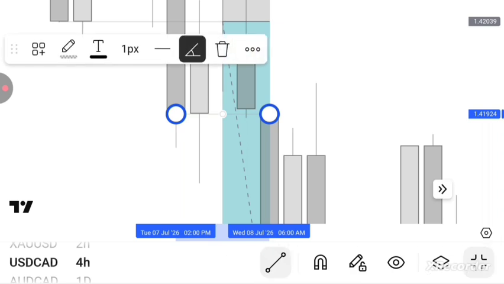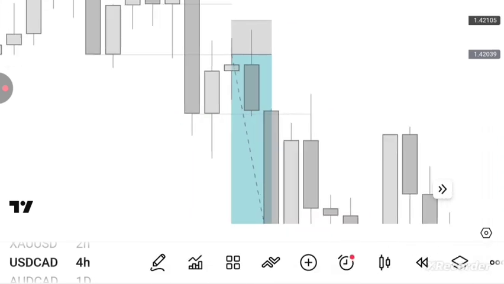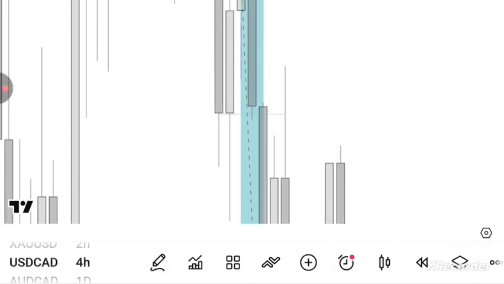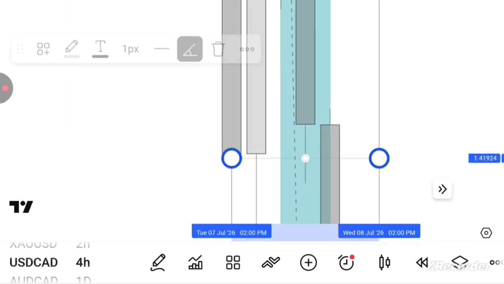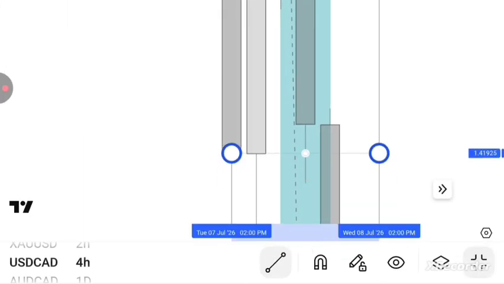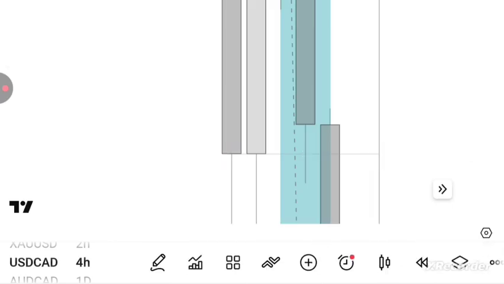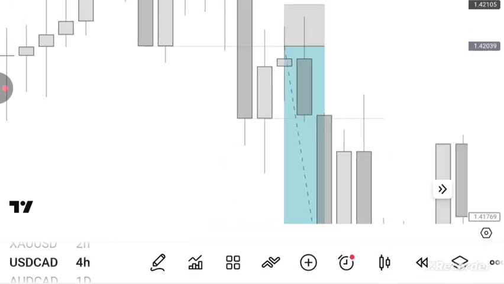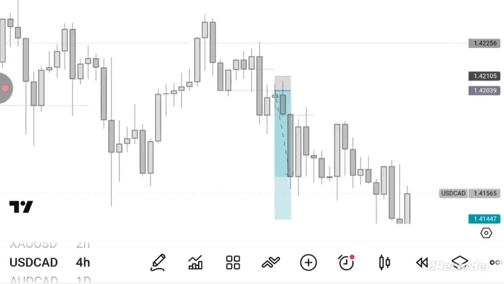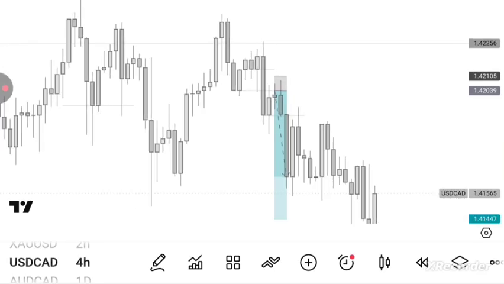So price tapped into the key level, into this 4 hours key level. You could see that there was a third candle rejection on this particular breakout on the 4 hours time frame, a third candle rejection, which makes this level a very powerful key level, right? So that's actually made this level a powerful level.